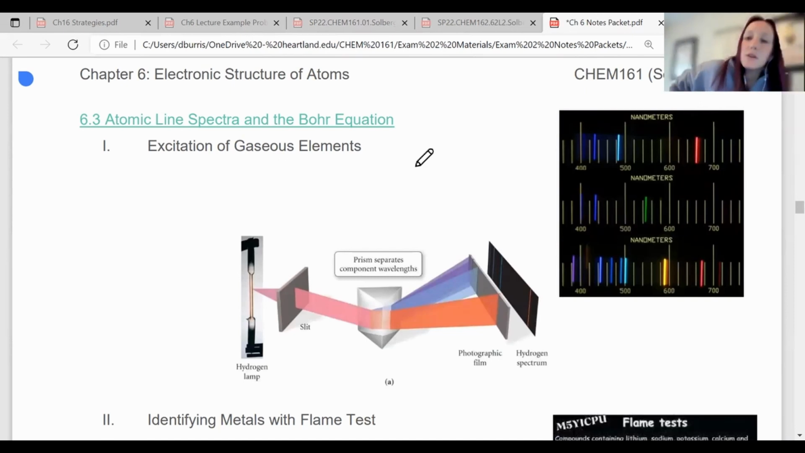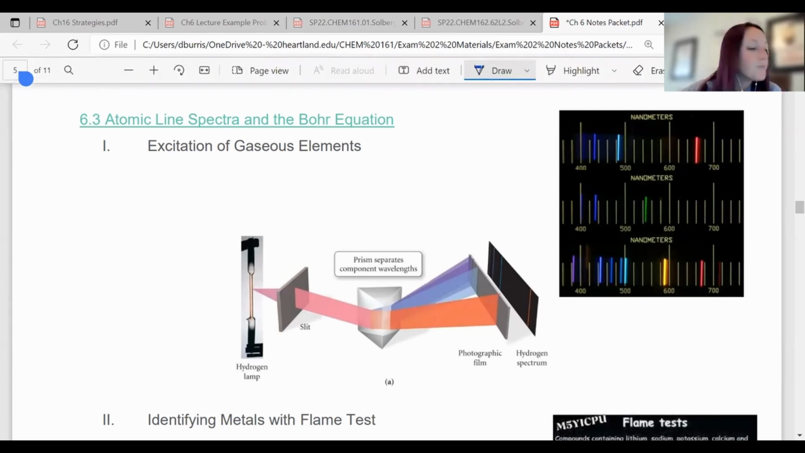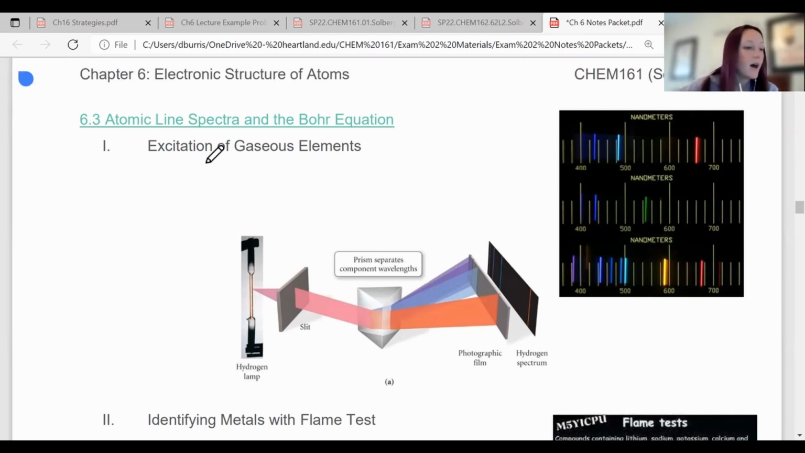So Bohr is a really, really important person in developing what we know about electrons and how they behave. And so we're going to talk about some of the things that he discovered today and how they apply in chemistry. So first thing is we are going to talk about excitation of gaseous elements. Now, what is excitation of gaseous elements? That means I'm essentially putting electricity through elements and they light up. Very much like neon lights. Actually, not very much. That's exactly what's happening in neon lights.